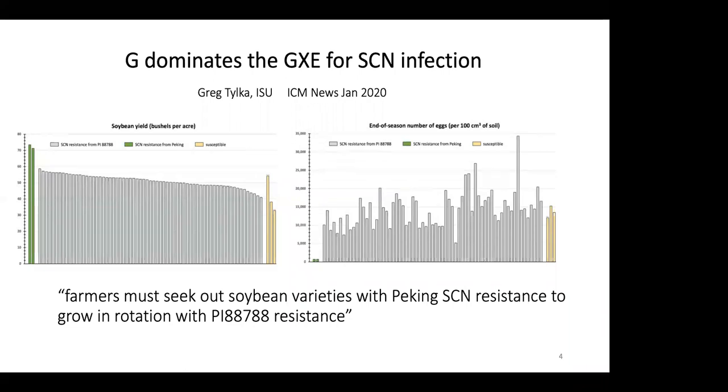What's interesting also beyond that is the variation that shows in the right side of this figure, which is the number of successful reproductive products that the soybean cyst nematode produces. You'll notice there's not much of a correlation between how many eggs are produced, which means how successful the organism was in infecting the plant, and the yield variation.